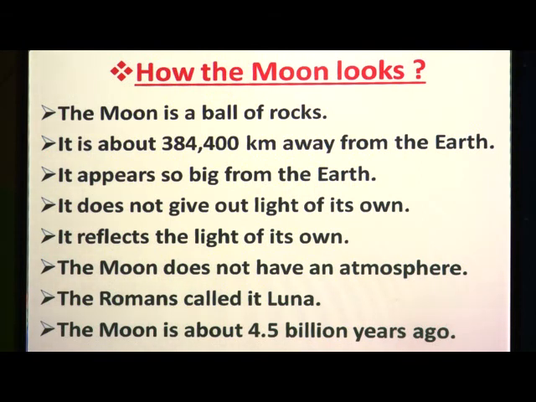How is the size of the moon? It is about one quarter the size of the earth. And how far is the moon from the earth? It is about 384,400 kilometers away from the earth.